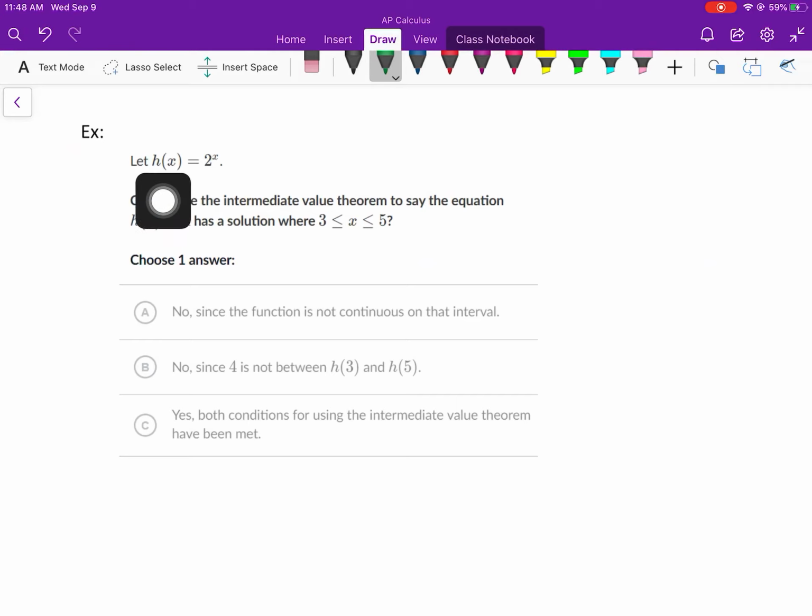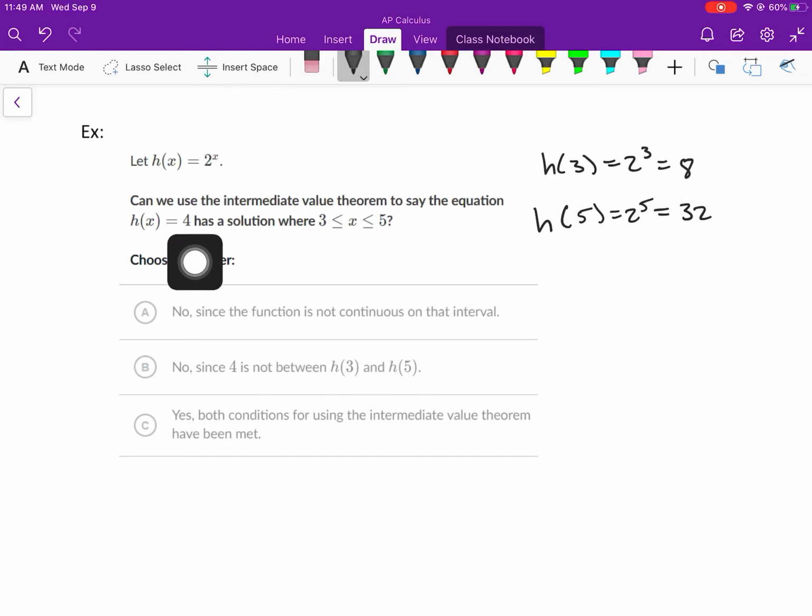All right, so last one, let h of x equal 2 to the x. Can we use the intermediate value theorem to say that h of x equals 4 on this solution set? So let's go ahead and look at h of 3. That would equal 2 to the 3, which is 8. And h of 5, which would be 2 to the 5th, which is 32. So does this function equal 4 somewhere in between those? It could, but we don't know for sure. All we know for sure is that this function is going to have all the values between 8 and 32. So no, it's actually not going to equal 4 because 4 is not in between h of 3 and h of 5.